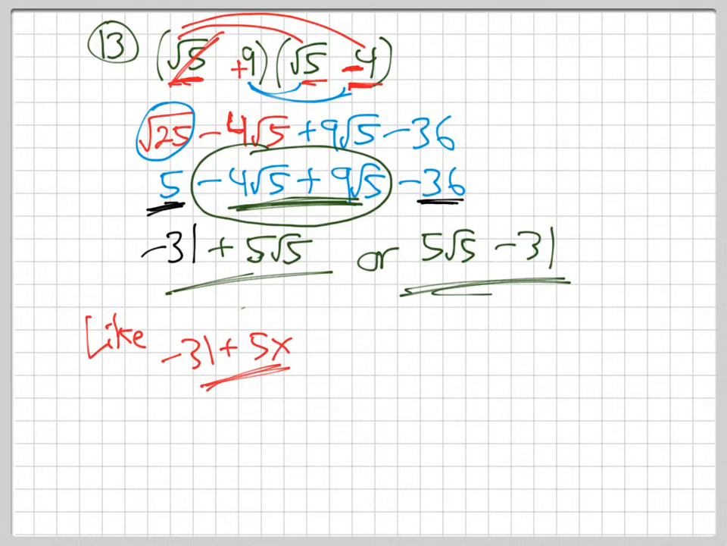We stop there. Same thing with the roots. Roots are just like x's. It makes them like terms or unlike terms. So we can't go any further. Is that good? Questions I can answer on that? Good. Okay. On to 14 we go.